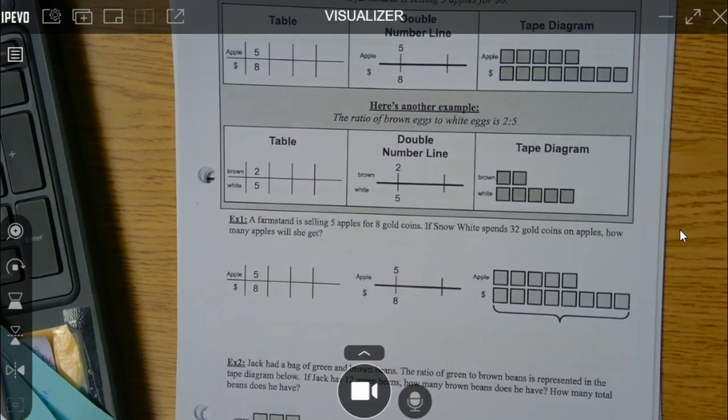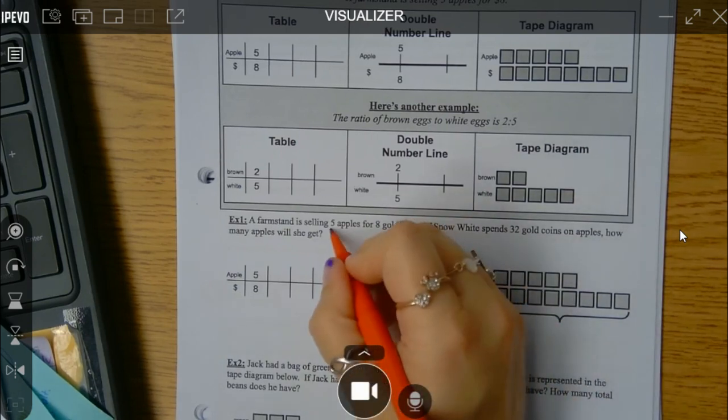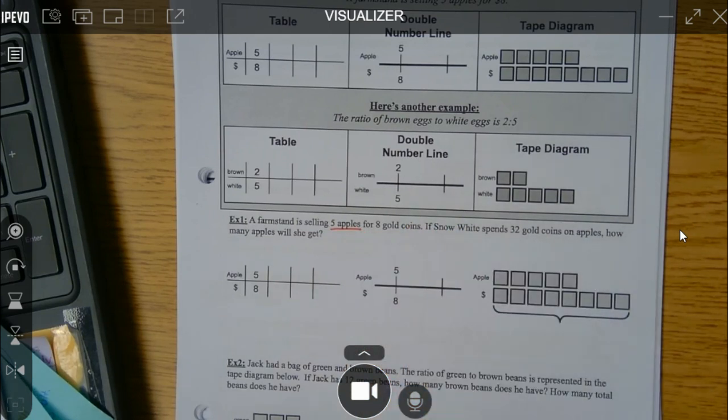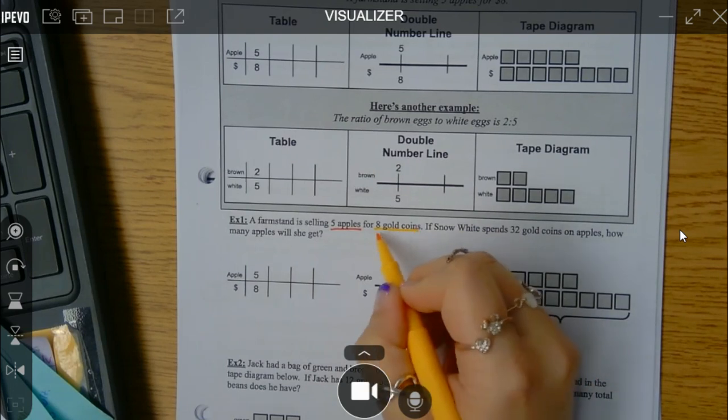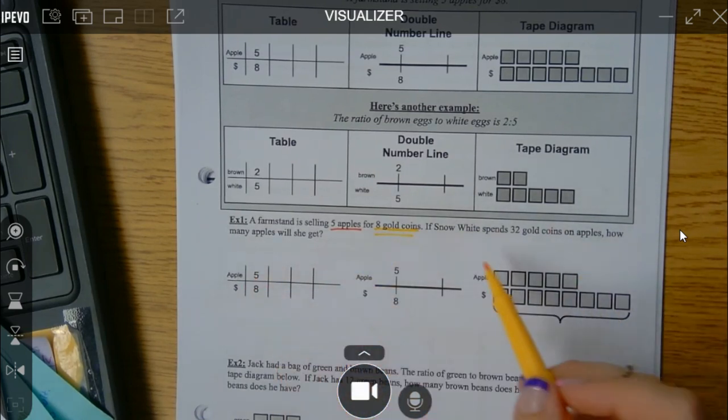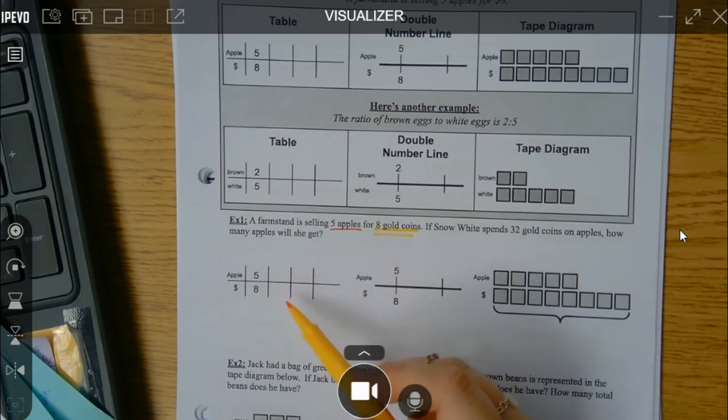And that would be more like this one, where it says you have a farm stand and they're selling 5 apples for 8 gold coins. And you're like, I don't really see a difference from here to here. The difference is that here's the first part, but then they're going to ask me a second piece of information, and I'm going to set that up here. And usually they only tell me one other number, and I have to solve for the other.